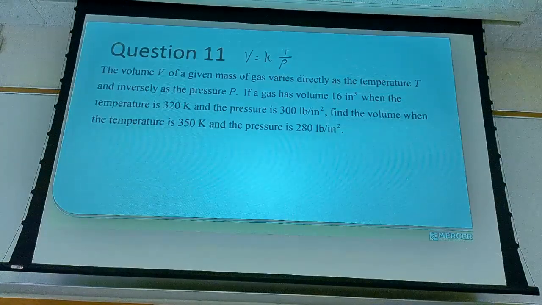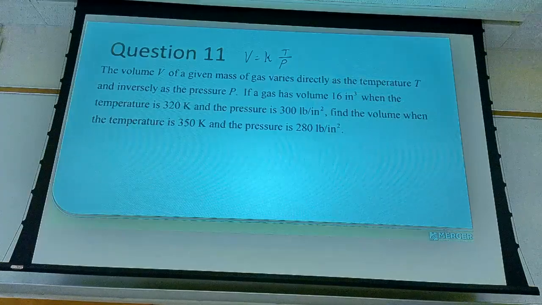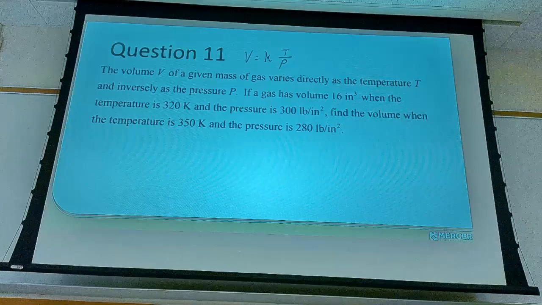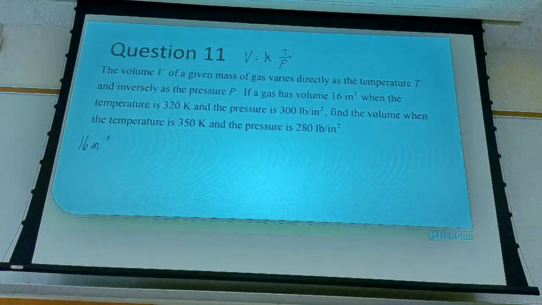So in this instance, we don't have to worry about the k and m because it's all built into that constant of proportionality here. Right, and the K in the actual law is a constant, which means only M is going to vary. Only the number of moles will then affect what that constant is. A gas has a volume of 16 cubic inches when the temperature is 320 Kelvin and the pressure is 300 pounds per square inch.